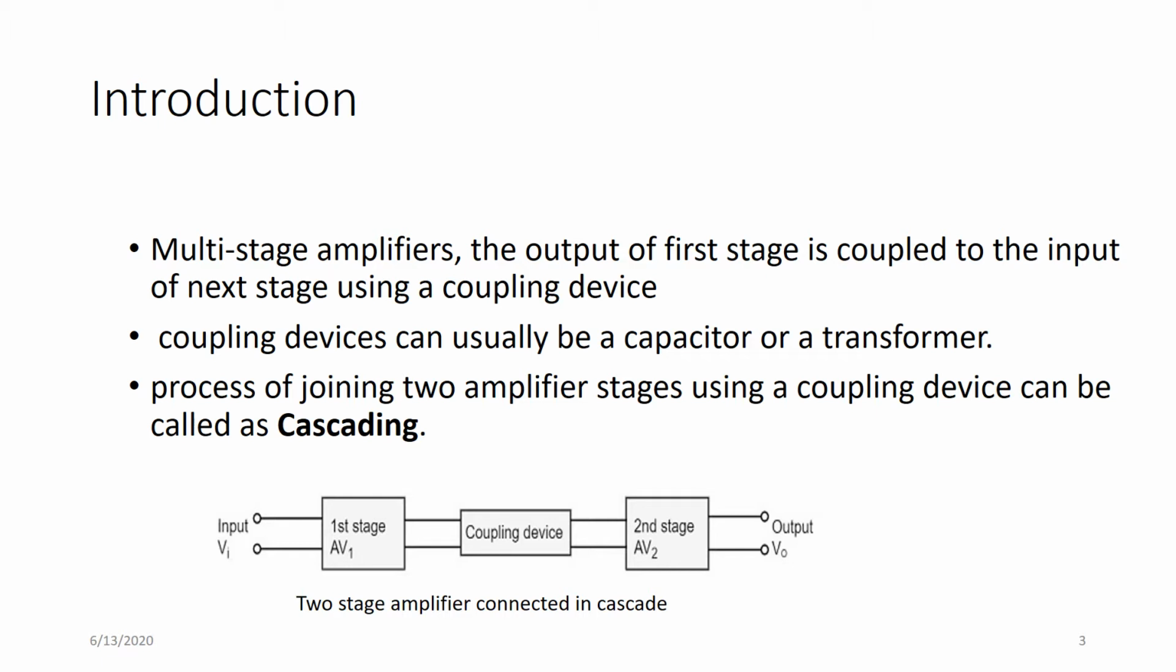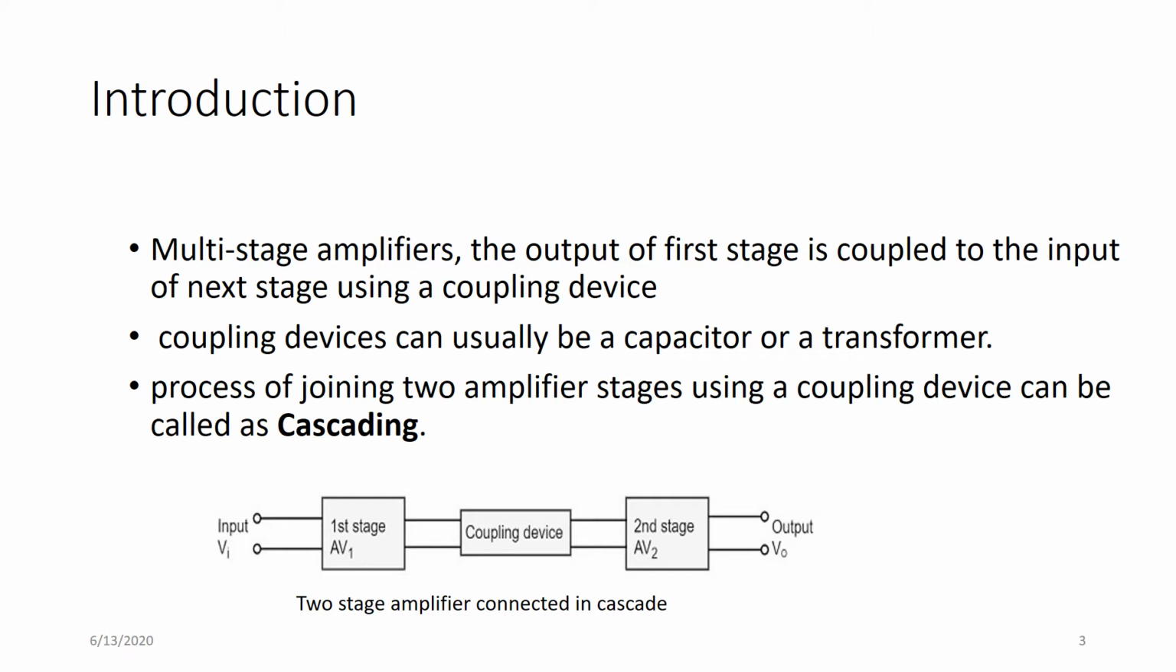In a multi-stage amplifier, the output of the first stage is coupled to the input of the next stage using a coupling device. A coupling device can be a capacitor or a transformer. The process of joining amplifier stages using a coupling device is called cascading.